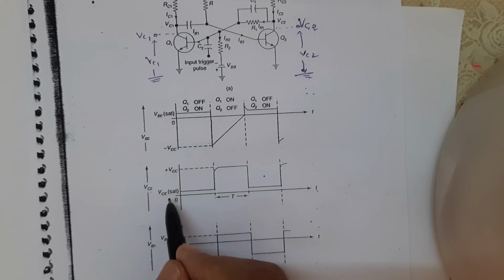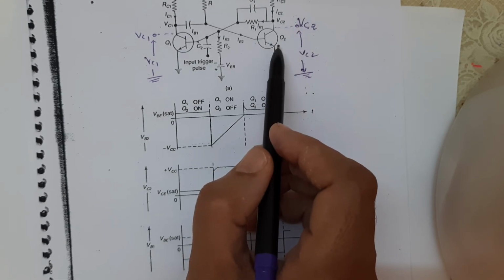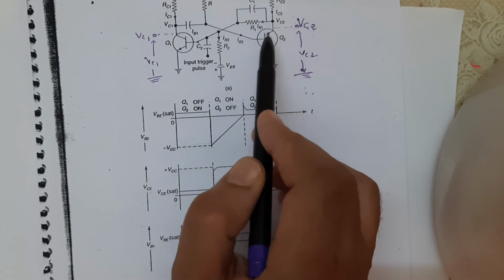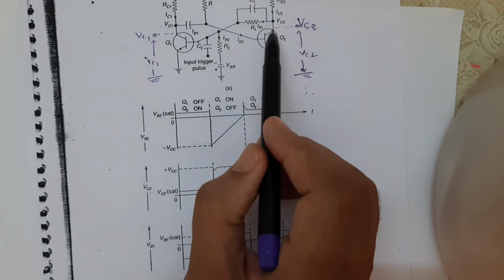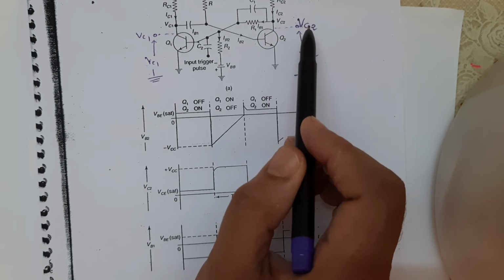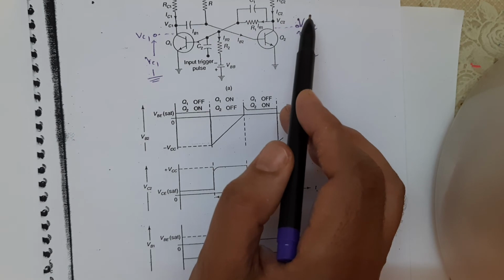And what about VC2? Q2 is in off condition, so the VCC is not passing through Q2. That means it appears across VC2. So we are getting a higher voltage at VC2. So VC2 is equal to plus VCC.